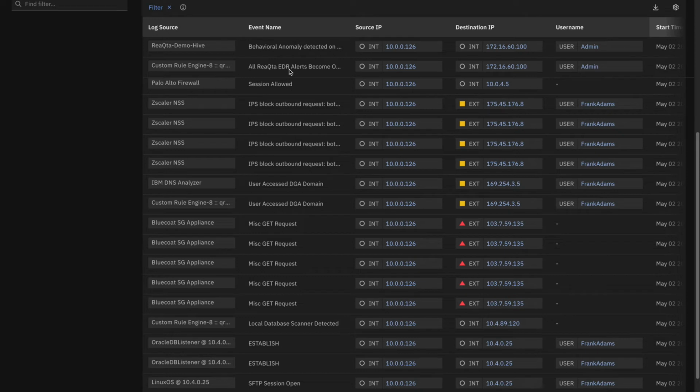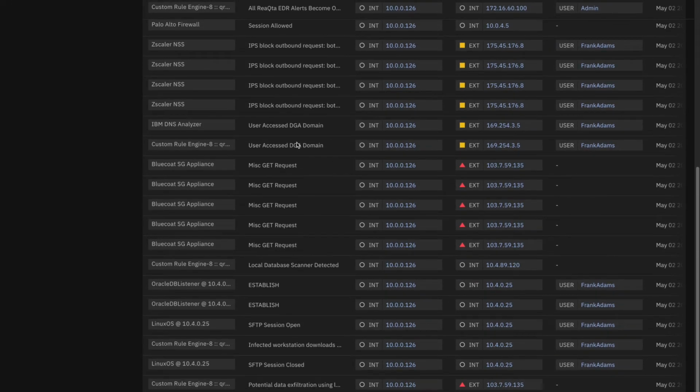So we want our solutions to be able to communicate with one another. We see our firewall, a session was allowed. We see our IPS solution at play here. We see this user accessed the DGA domain, which of course we want to know about. We see some local database scanning. The infected workstation, remember, downloads some data from a critical server, as well as this SFTP session was closed, and then the potential data exfiltration.